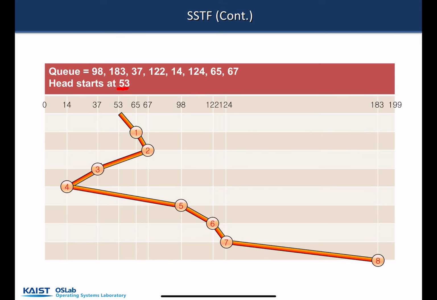There is one issue in shortest seek time first. It causes starvation, because if a dominant fraction of requests are clustered in some region, then farther away requests will not have a fair chance of getting serviced.